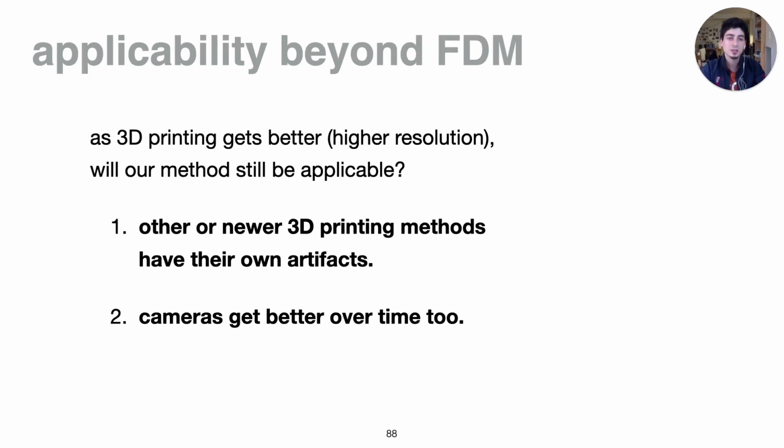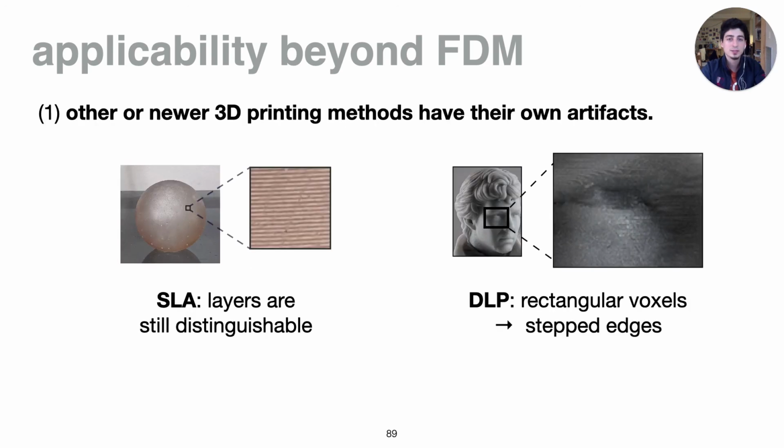An interesting discussion for future work is whether GID will still apply to newer and higher resolution 3D printing technologies. For this, we looked into SLA and DLP printing, and yes, these also have their own artifacts. As you see on the left, although SLA achieves better resolutions than FDM, individual layers can still be distinct. On the right, you see how in DLP printing, the projected pattern creates rectangular voxels that cause the edges to look stepped.